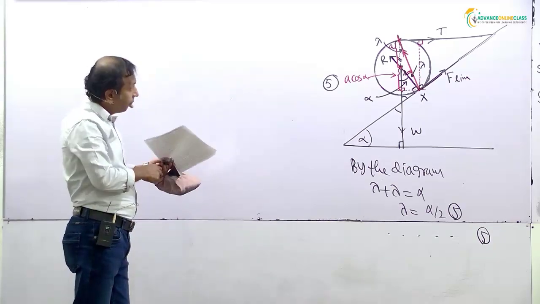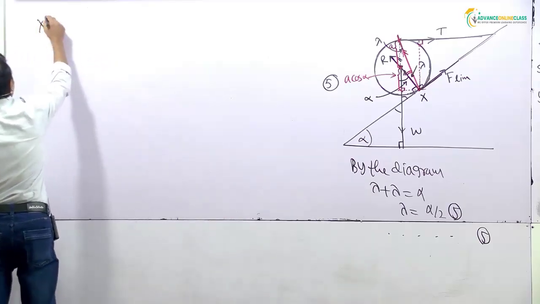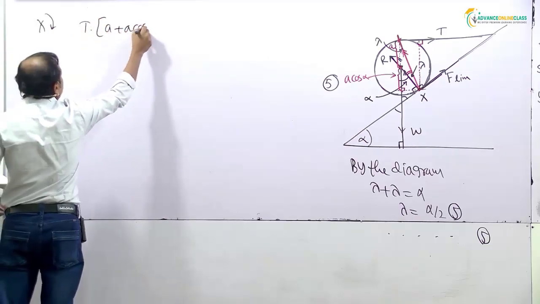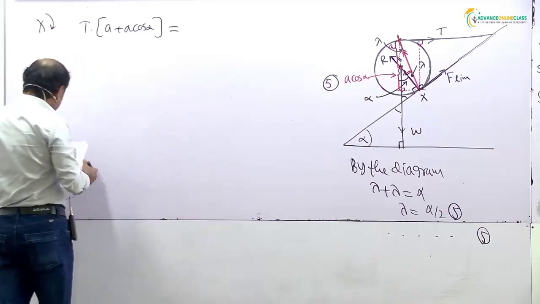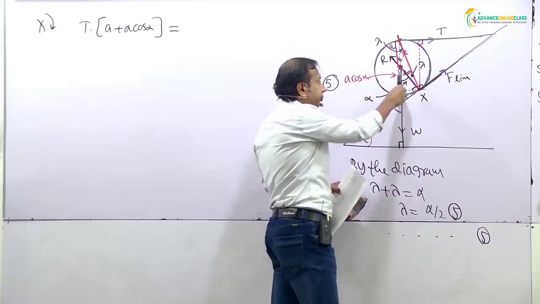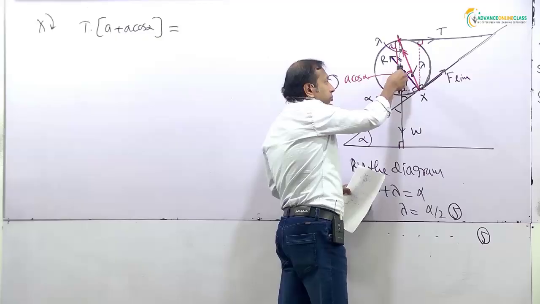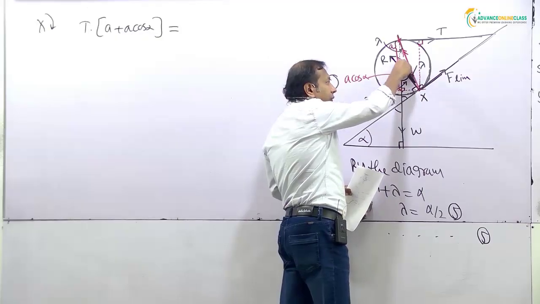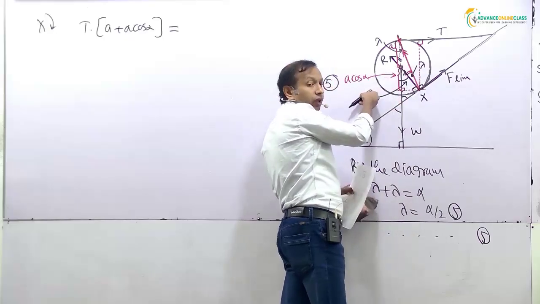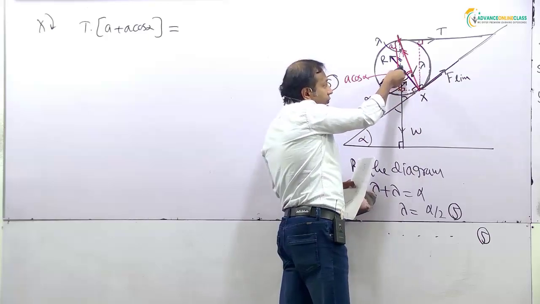Then moment of T around x, T times (A plus A cos alpha) equals, yeah, this W I resolve here. One component we get W cos alpha that passes to the point x, so no moment. W sin alpha is acting this way, giving anti-clockwise moment.